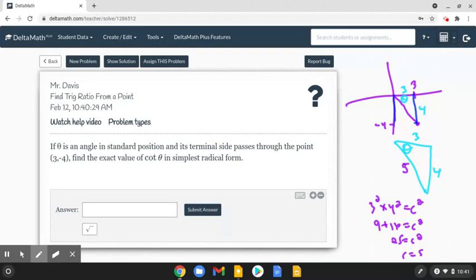We're then asked to find the cotangent. So that obviously goes with the TOA. It's the opposite of TOA. So cotangent is going to be adjacent over opposite. So adjacent of the theta would be 3, and opposite would be 4. So 3 over 4.